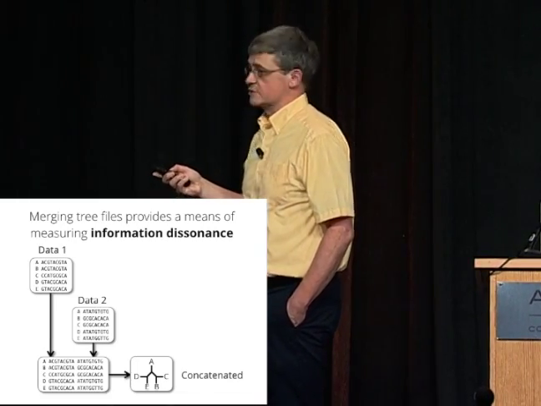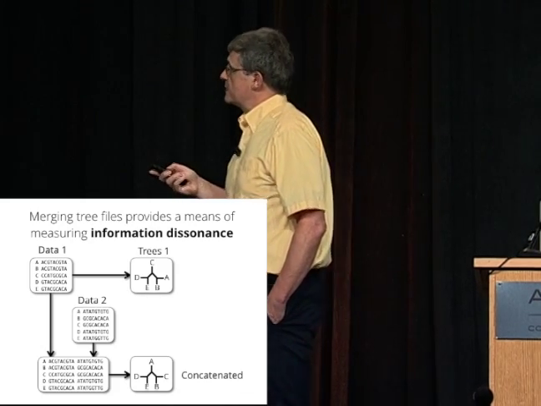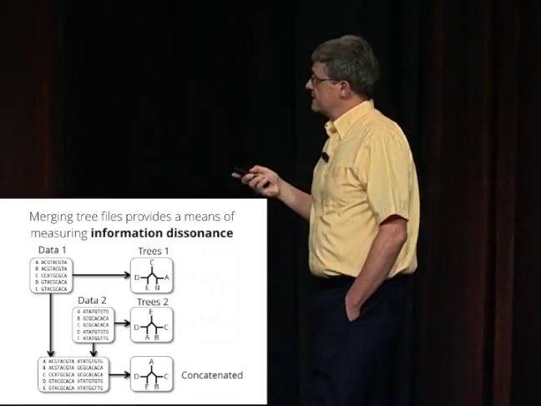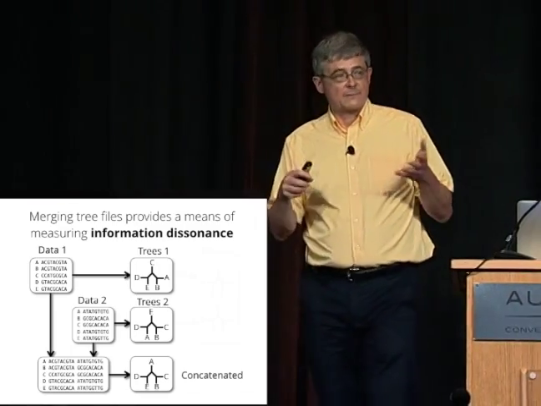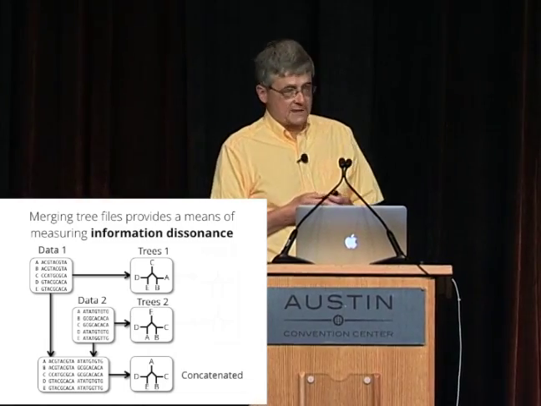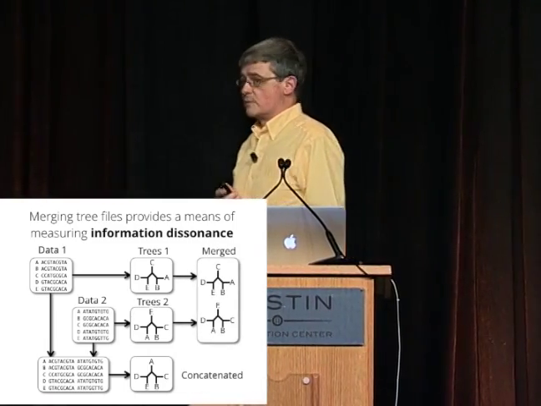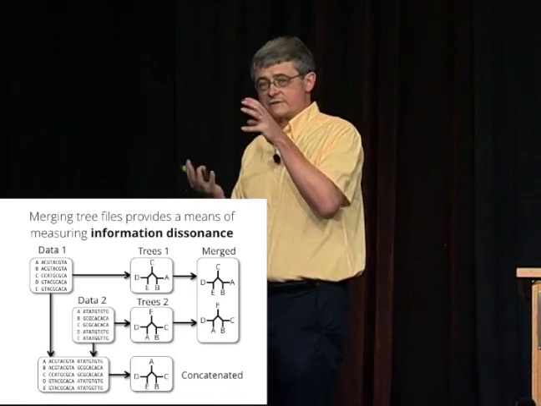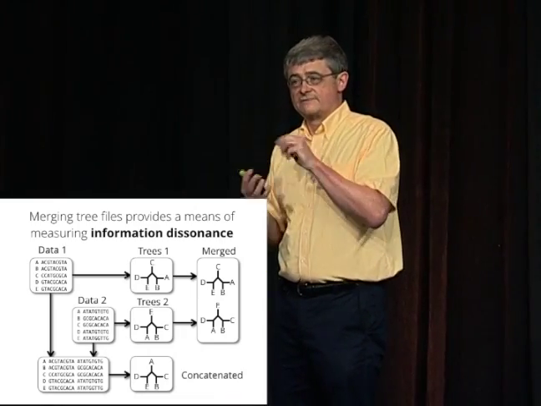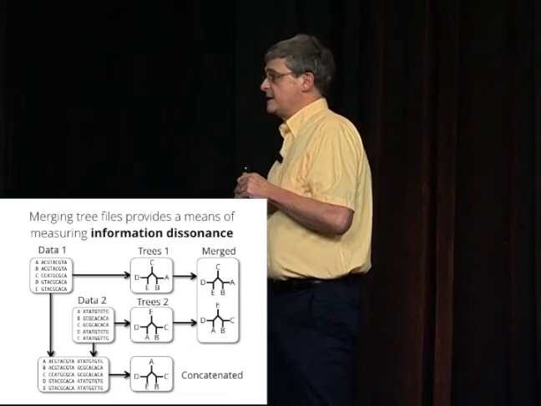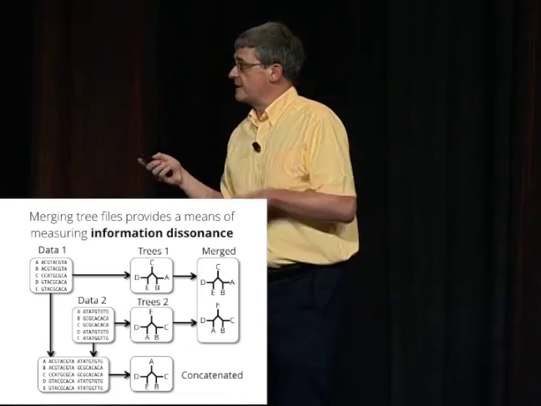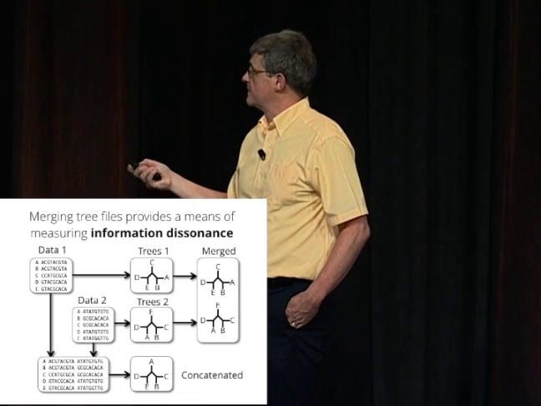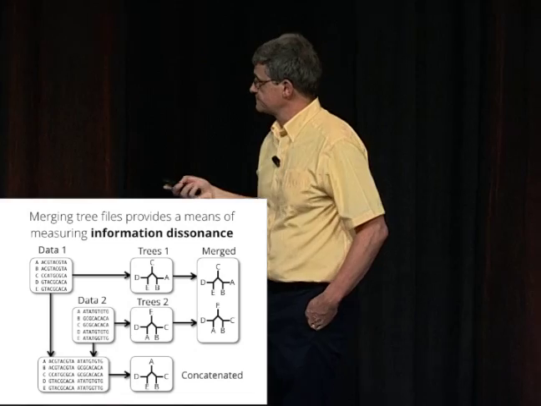And the way you do this is you generate a tree file, a posterior sample, from each data set independently, and from each of those tree samples we can estimate the information content, and then we merge those into what we call a merged tree sample. So we basically just pool all the trees from both tree files into one tree file and analyze that as if it had been produced by one analysis. And we look at the difference between the average information content of these individual tree files compared to the information content of this merged one.